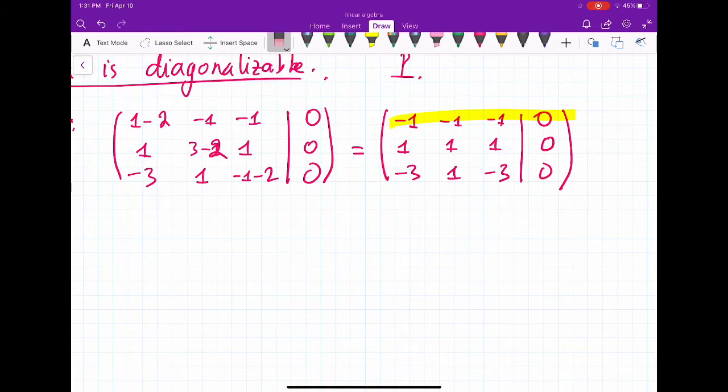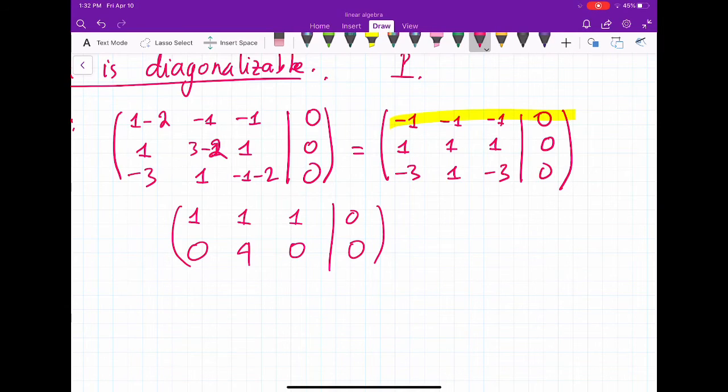Now I multiply the second row by 3 and add to the third. I get the following: 1, 1, 1, 0, then 0, 4, 0, and 0 right here. And of course, I can divide the second row by 4 to make this just 1, and then multiply the second row by -1 and add to the first. So I have the following form: 1, 0, 1, 0, 0, 1, 0, 0.